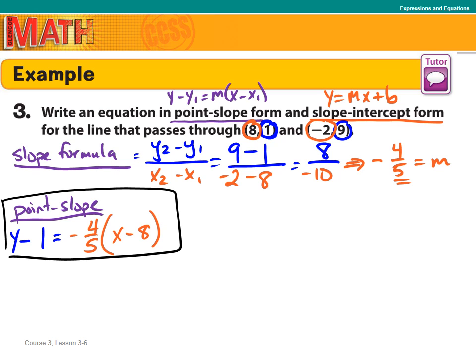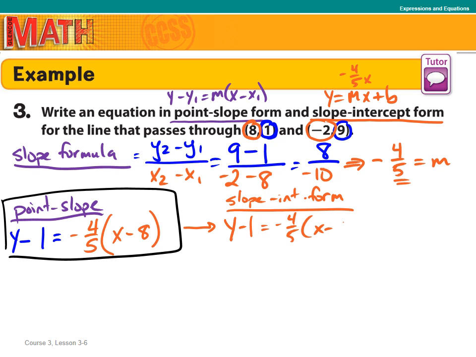The second portion tells us to write it in slope-intercept form. Well, I know what my m is. I know it's negative 4/5, but I don't know what my b is. And in order to find my b, I'm going to simplify my point slope form. I'm going to move that over. Let me write slope-intercept form here first. And so I'm going to take y minus 1 is equal to negative 4/5 times x minus 8.